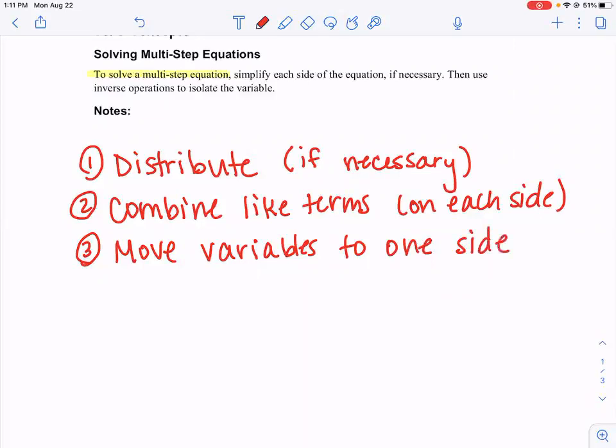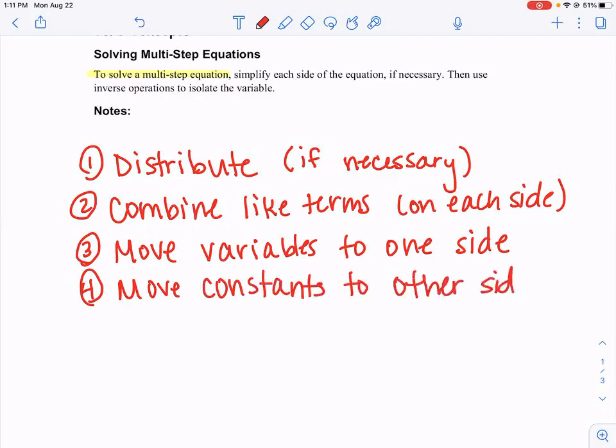Please pick a side. I don't care which side, but move your variables to one side. Move your constants to the other side.